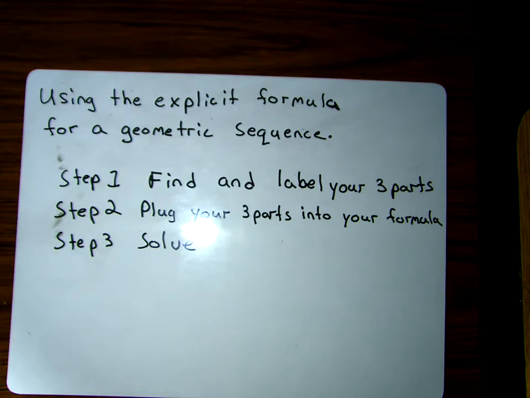Okay, the steps for using the explicit formula for a geometric sequence are the same as for the arithmetic. Step 1, you want to find and label your three parts. Step 2, plug your three parts into your formula. And step 3, solve. Let's take a look at the example.